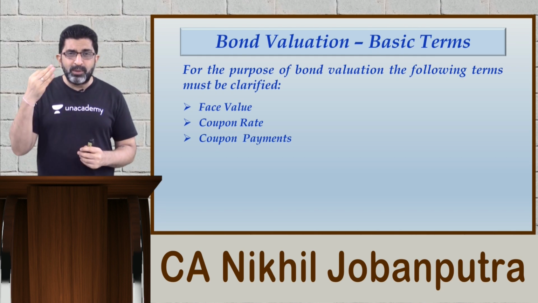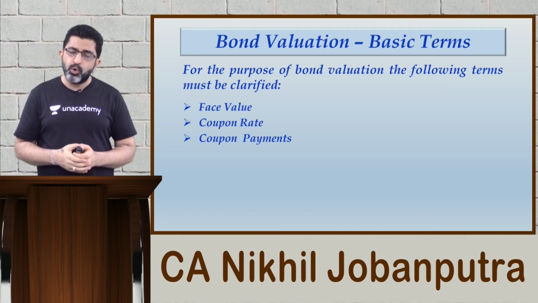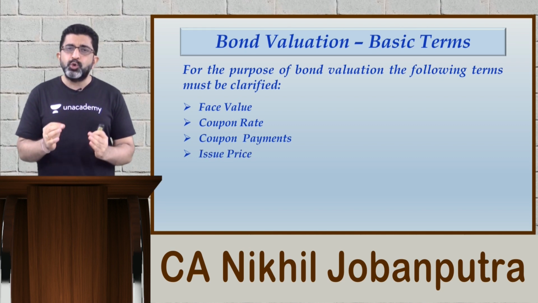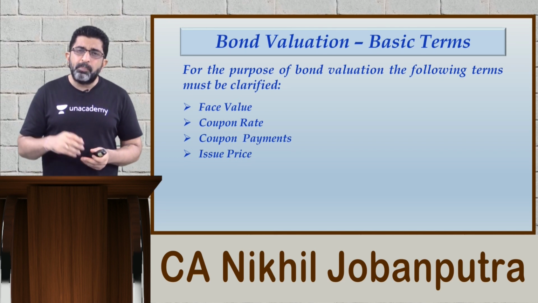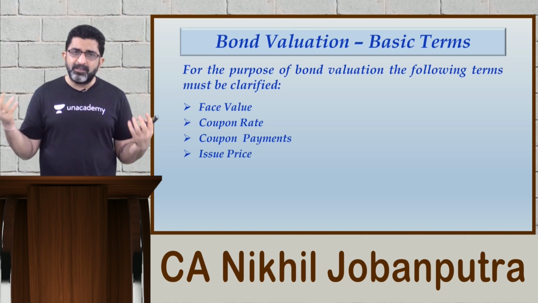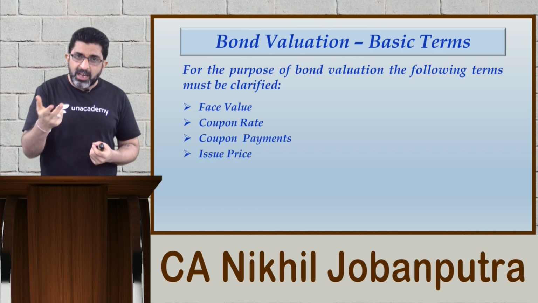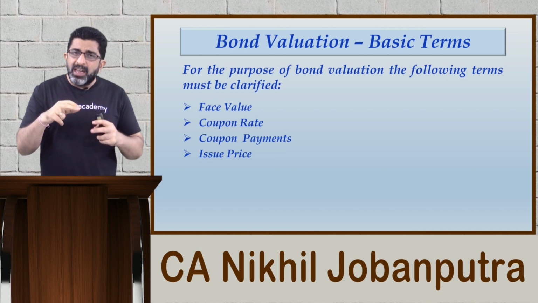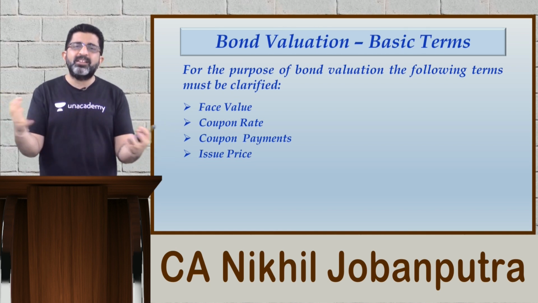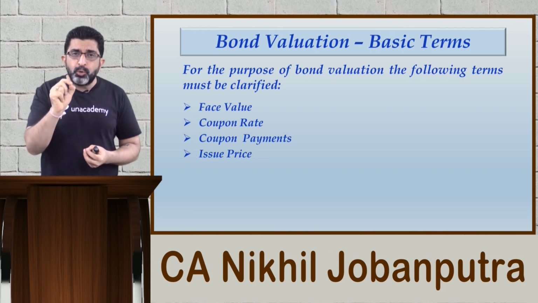So I'm sure you are clear with these three terms: what is the face value, what is coupon rate, and what is coupon payment. Coming up next is issue price. Now friends, what happens? The issuing company, the issuer of the bond, can price the bond depending upon various factors. Those factors could be the quality of the bond, the credit worthiness of the issuing company, the position or the interest rate prevailing in the market where the bond is being issued. All these factors will play a dynamic role in understanding what will be the issue price of the bond.